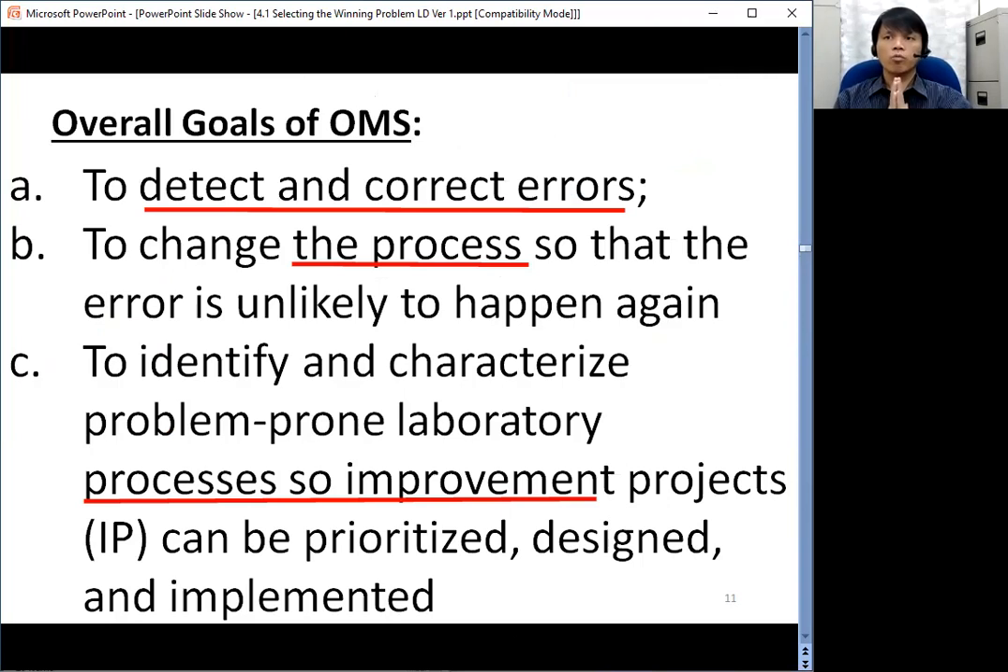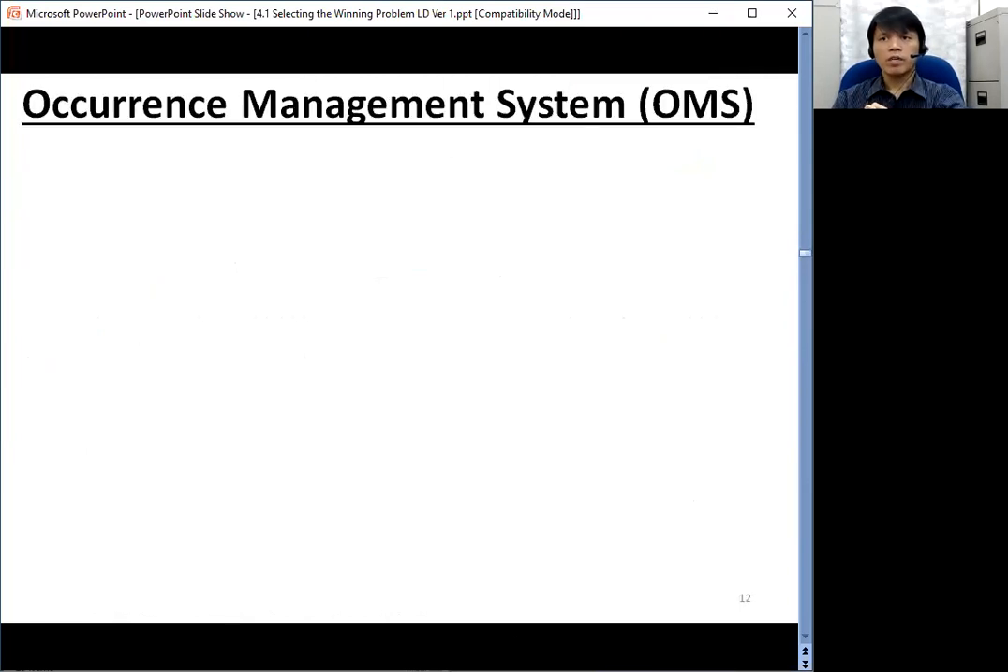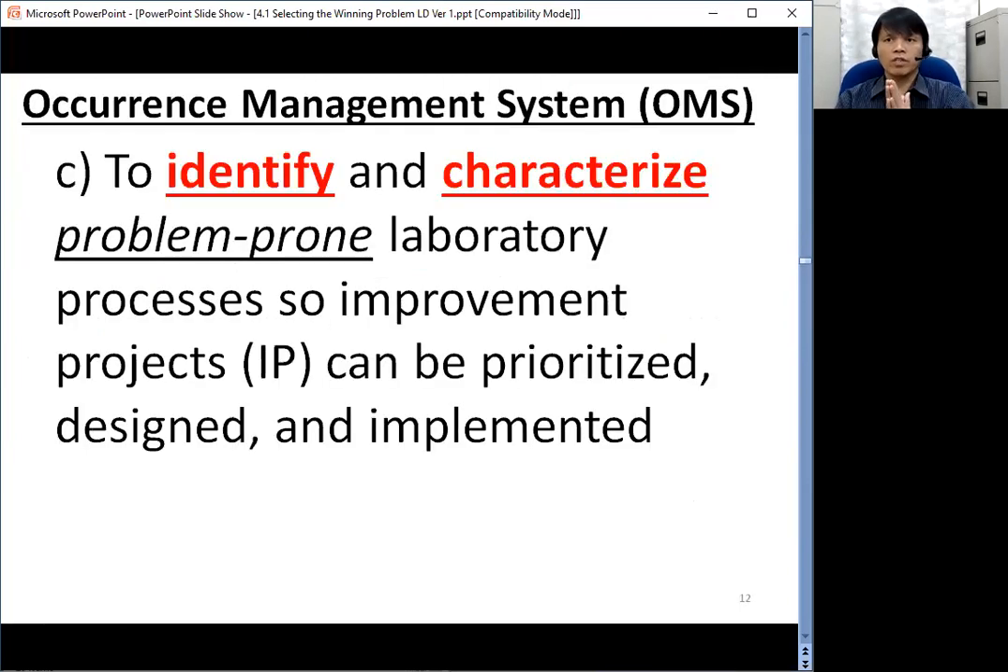The overall goals of OMS: first, to detect and correct errors; second, to change the process so that the error is unlikely to happen again. And let me separate the third one because that's where we focus our discussion. The third, to identify and characterize problem-prone laboratory processes so improvement projects can be prioritized, designed, and implemented.